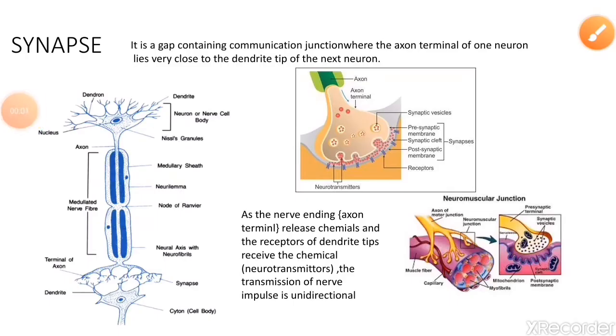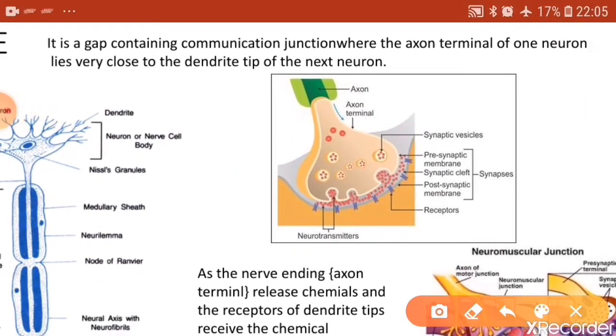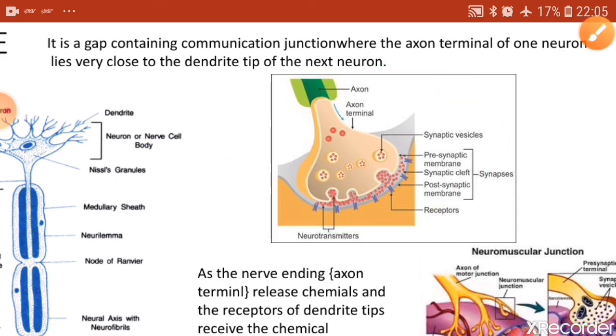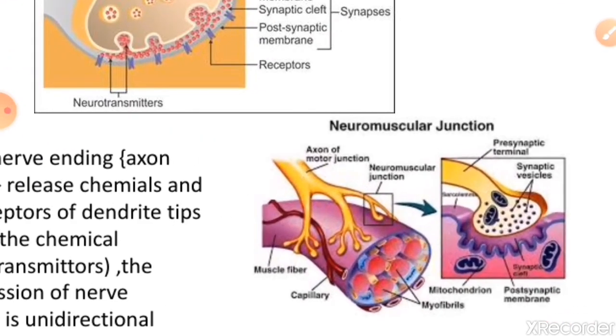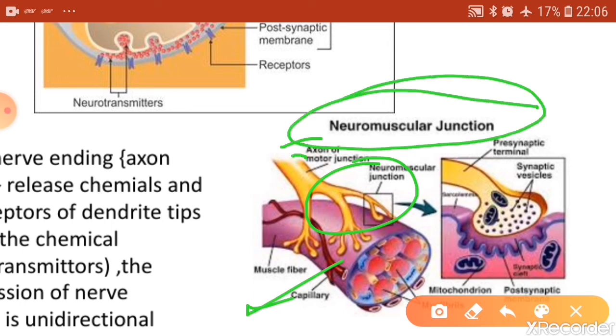So a synapse is a gap containing communication junction where the axon terminal of one neuron lies very close to the dendrite tip of the next neuron, which was told to you just now. And if such a kind of synapse is present between the axon terminal of the motor neuron and the muscle fiber, then that is called a neuromuscular junction.